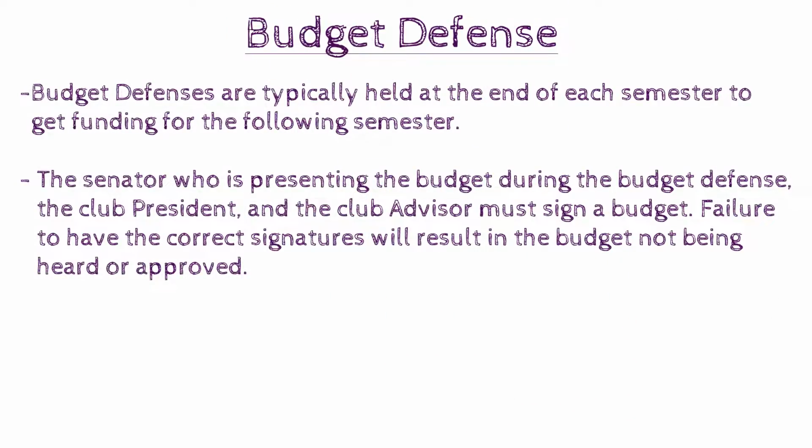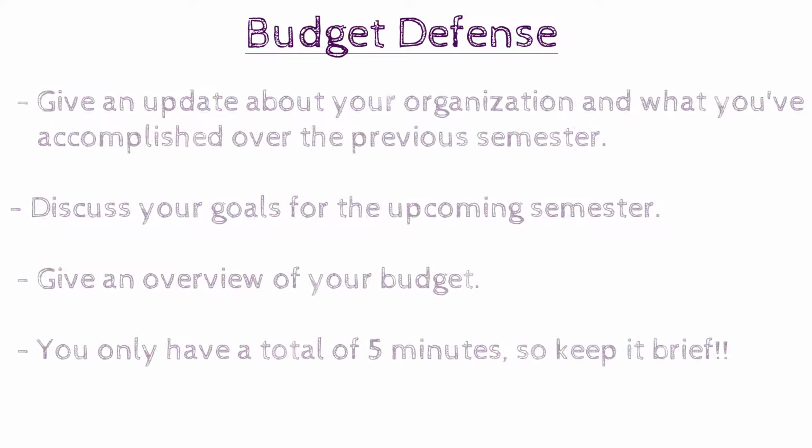Budget defenses are typically held at the end of each semester to get funding for the following semester. The senator who is presenting the budget during the budget defense, the club president, and the club advisor must sign a budget. Failure to have the correct signatures will result in the budget not being heard or approved.